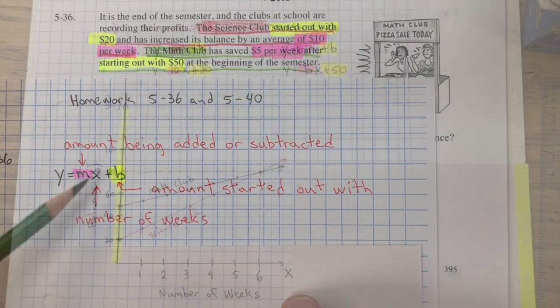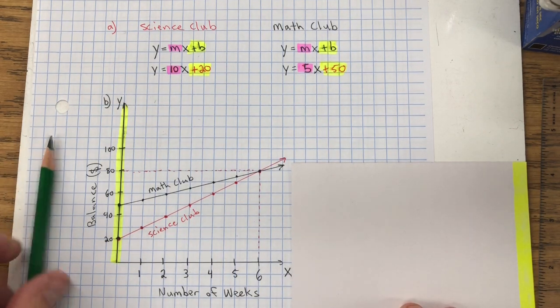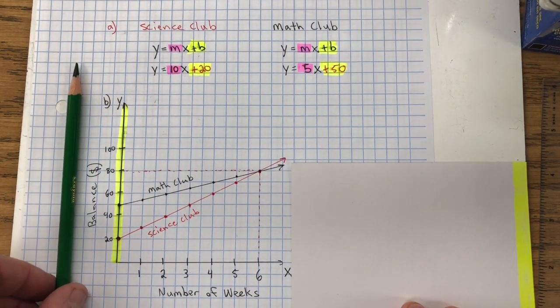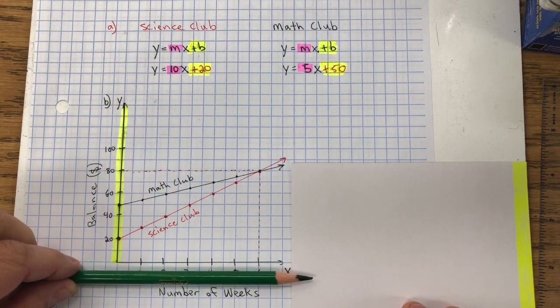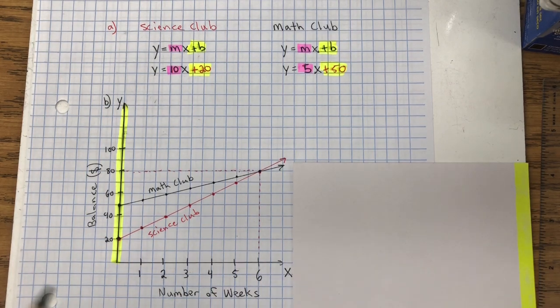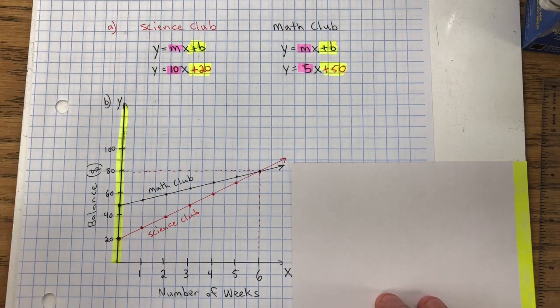into linear equations. In part B, you need to graph both lines on one set of axes and determine when the clubs have the same balance. So in order to set this up, I labeled the balance as the dependent because the balance depends on how many weeks they've been saving. So the number of weeks, the x-axis, is the independent variable, and the balance is the dependent variable.